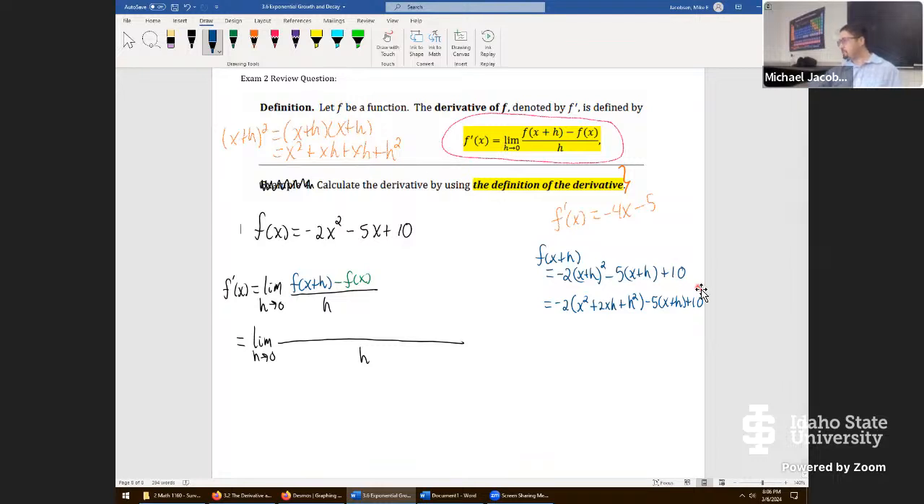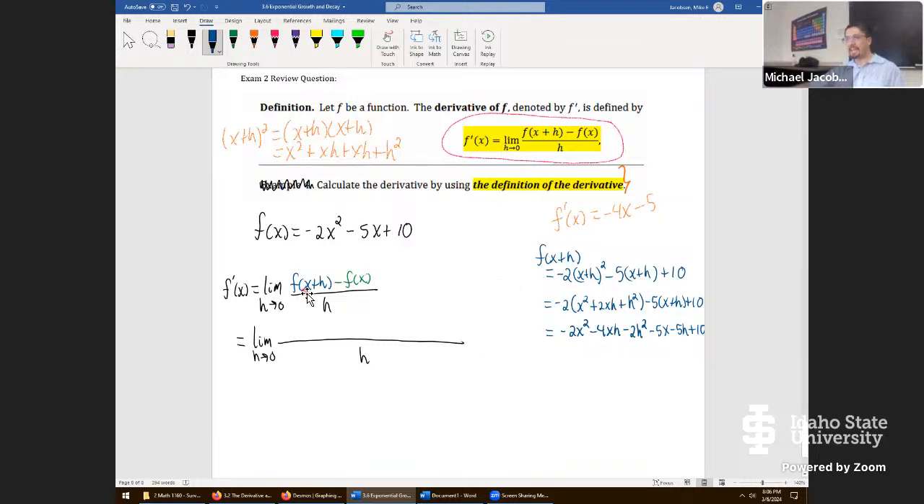Okay, last thing is distribute the -2 through, the -5 through, and we get -2x squared minus 4xh minus 2h squared. Next distribution is -5x minus 5h plus 10. So that's a lot of stuff so far.